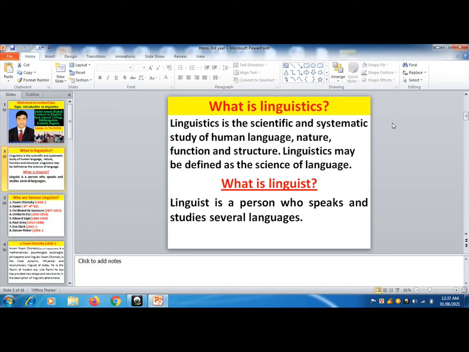What is a linguist? A linguist is a person who speaks and studies several languages. So here, between these two topics, linguistics is a subject and linguist is a person.